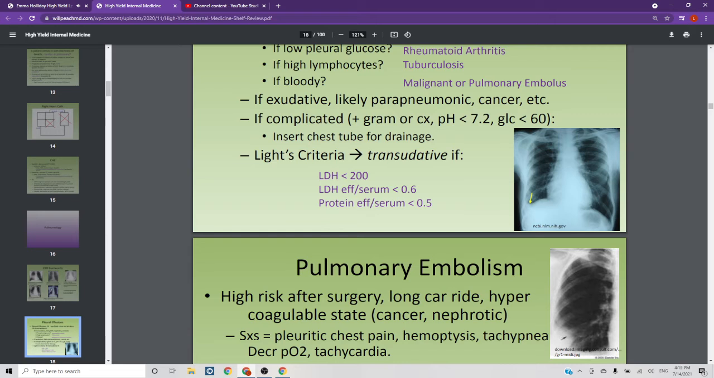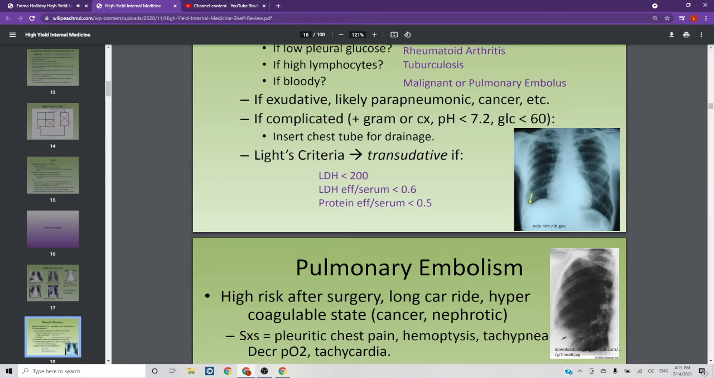And then the Light's criteria for transudative, have y'all been pimped on that to oblivion? What are Light's criteria? Good. So if LDH is low in and of itself, under 200, if the LDH effusion to serum ratio is less than 0.6, and the protein effusion to serum ratio is less than 0.5, it's transudative. All three of them have to be present for it to be transudative. If any one of these is violated, it's exudative.